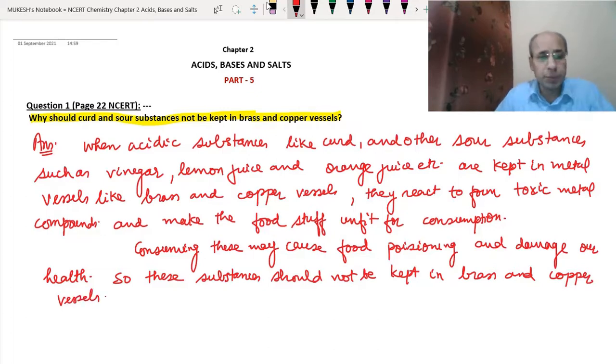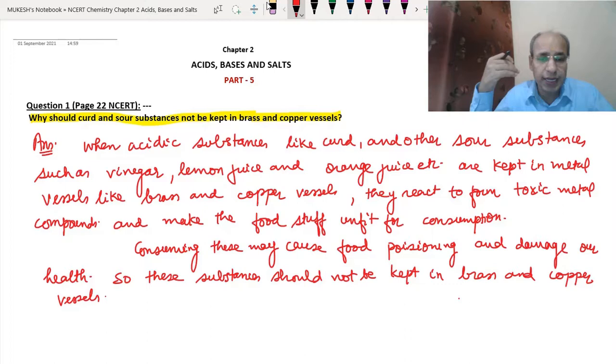Now let's repeat. When acidic substances like curd and other sour substances such as vinegar, lemon juice and orange juice are kept in metal vessels like copper and brass, they will react to form toxic metal compounds and make the foodstuff unfit for consumption. Since the salts of copper are basically poisonous in nature, that is why we should not keep any sour substance or curd in copper or brass vessels. I hope you have understood it.